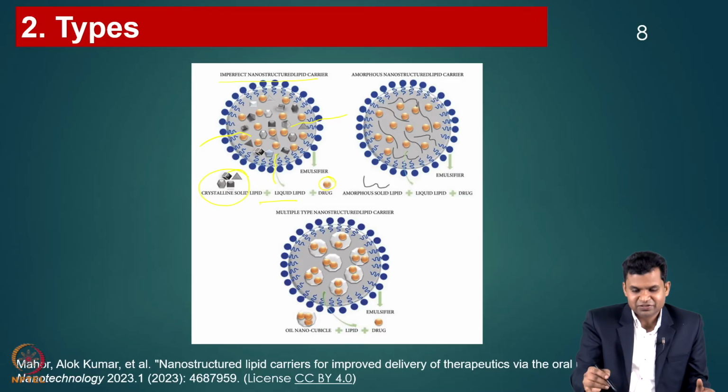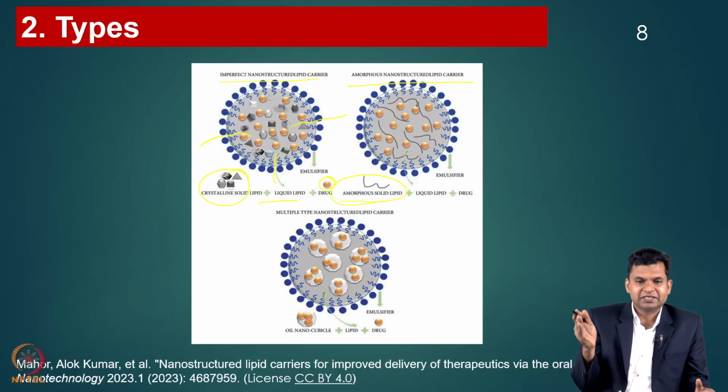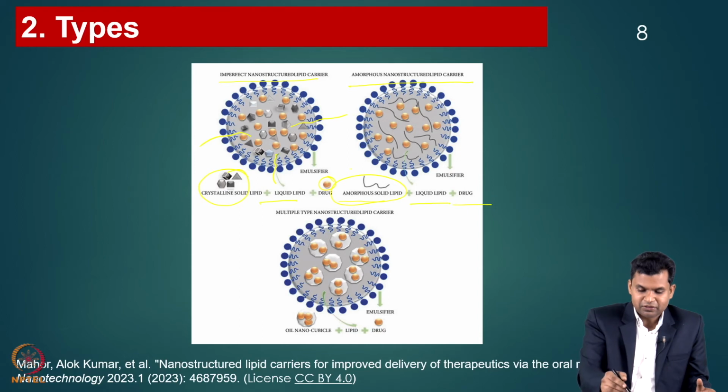Whereas in the amorphous type, you don't see any formation of crystals in the carriers, which is called amorphous. There is no crystalline nature with these lipids because the lipids themselves will not form any crystals after cooling, which come under the amorphous solid lipids. Then we need to use liquid lipid and then drug, so that all will form a matrix.